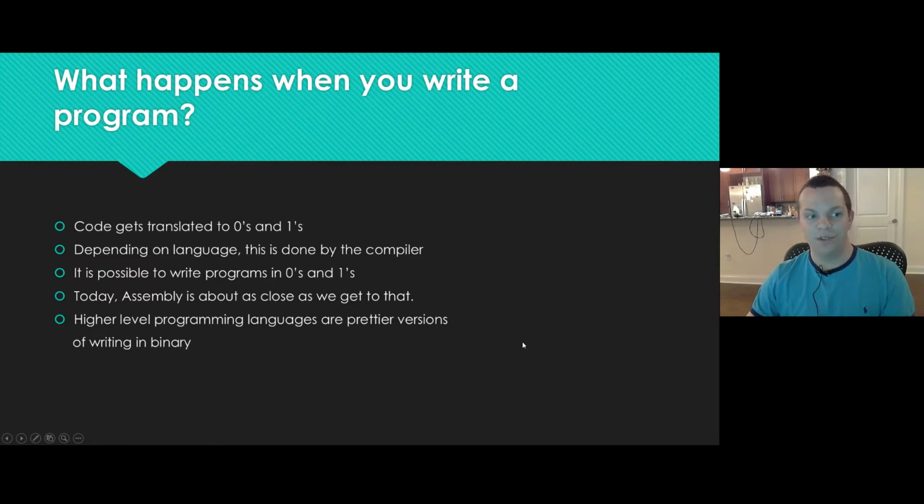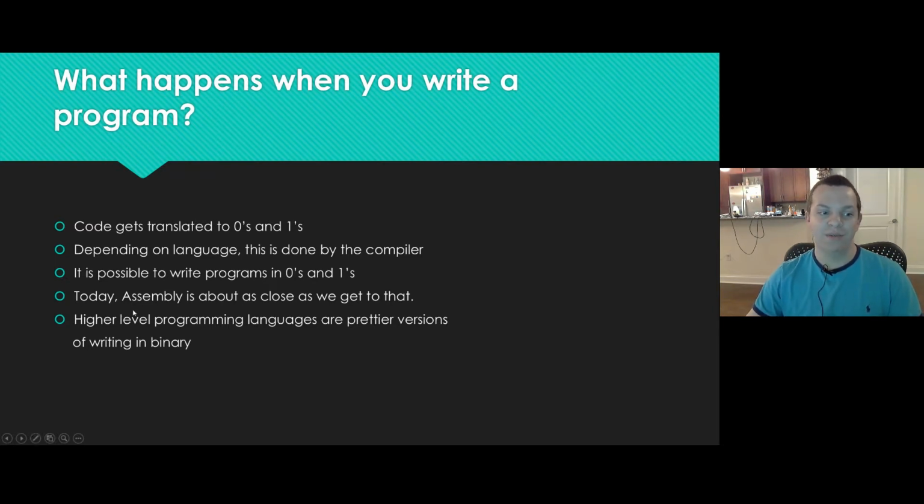So when you write a computer program, your computer code is normally written in a higher level programming language, right? And then that code will get translated into zeros and ones. Depending on the language, this is done by what we call a compiler. It's possible to write a program in zeros and ones, but trust me, you really don't want to do that. I have never done that myself, but I have written some assembly code.